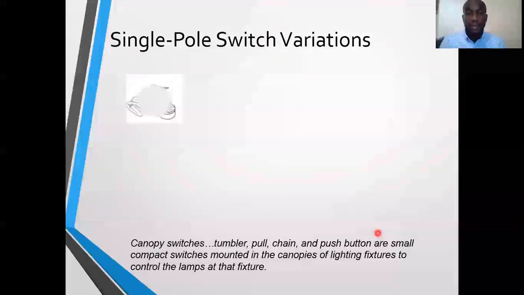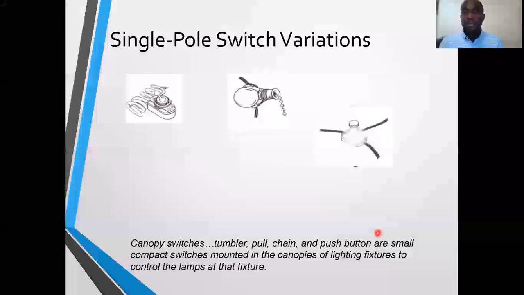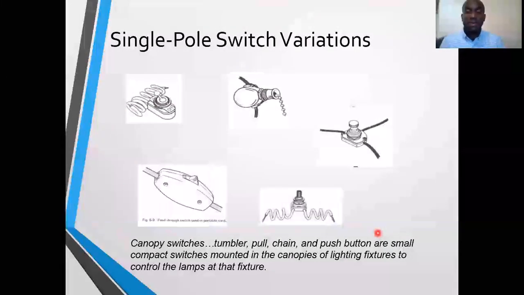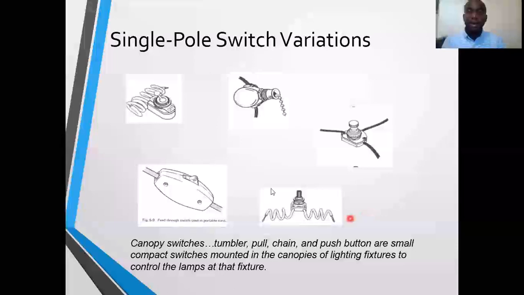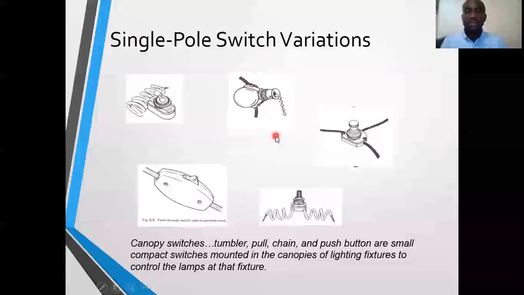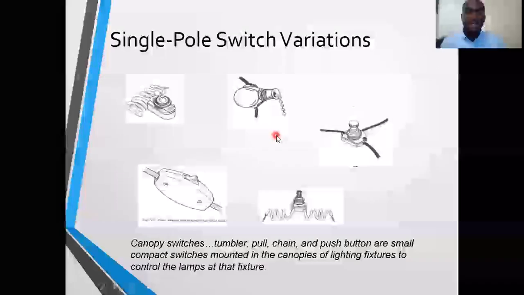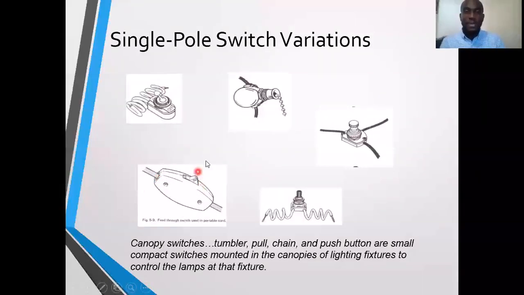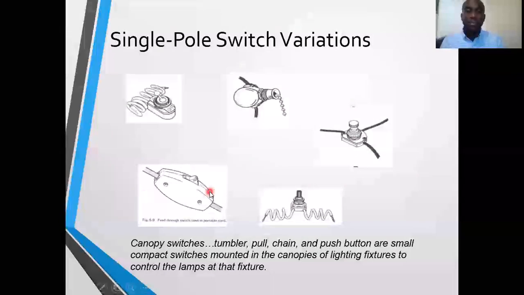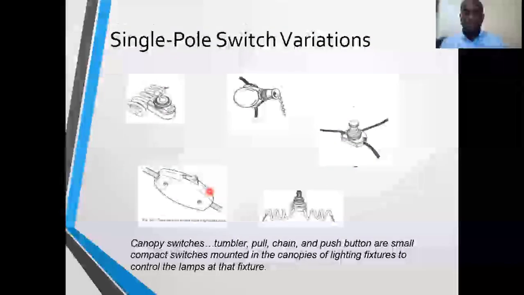Now, you may see these different switches on various devices. Canopy, tumbler, pull chain, and push button switches are all often found on different devices, such as lamps, fans, and even cords. These are all switches that operate on the same principle as the single pole switch because they are single pole switches and they control devices from only one location.